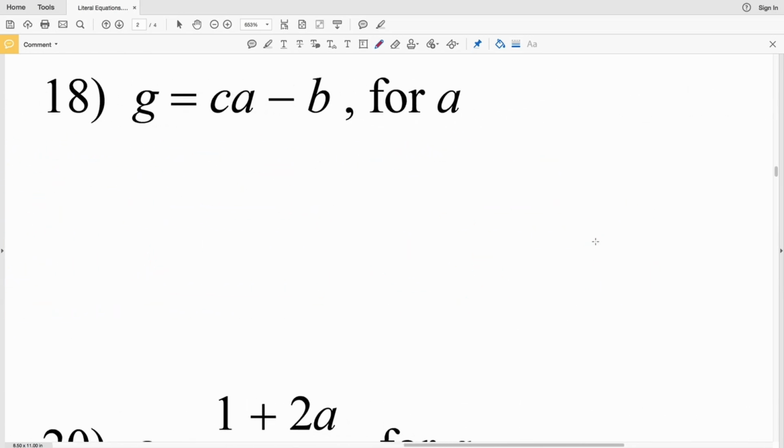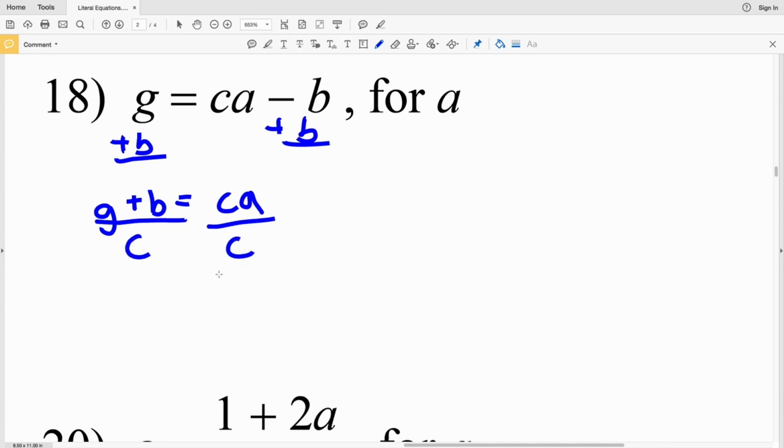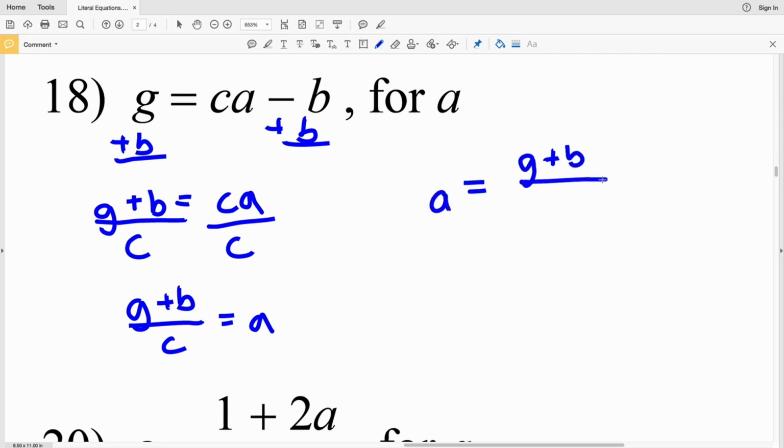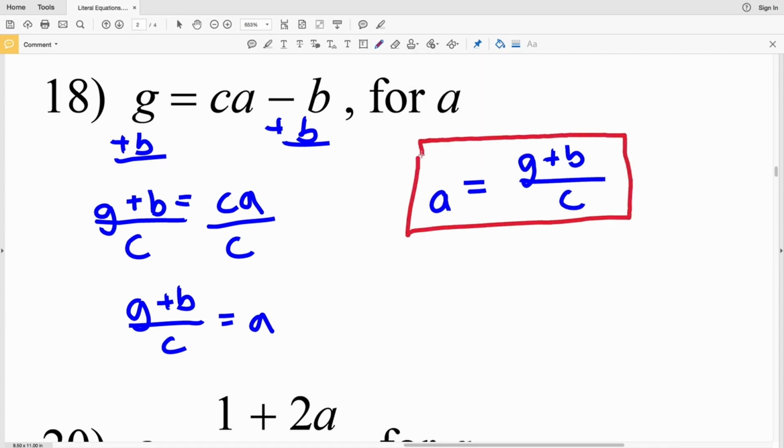In number 18, g equals c times a minus b, and again, we're solving for that a. We're going to start by adding b to both sides, just like in the last problem. So we'll have g plus b equal to c times a. Then we'll divide by c to isolate that a to get g plus b all over c equals a. If you want to rewrite this with the a on the left-hand side of the equation, you can say a equals g plus b all over c. Remembering again that the order of addition doesn't matter, so you could also say b plus g all over c.